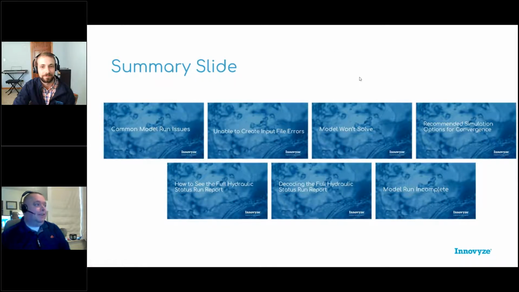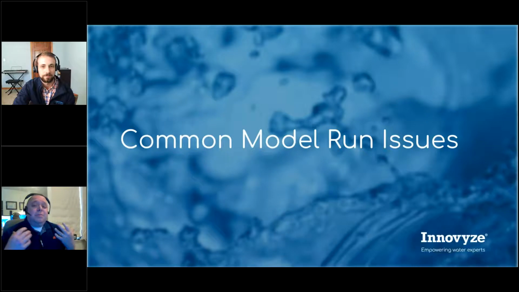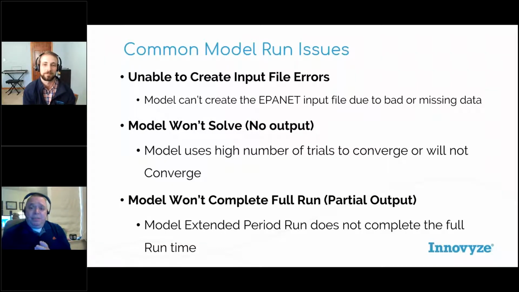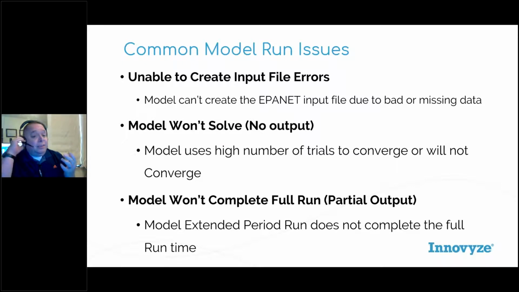Okay, awesome. So let's start out with talking about some common model run issues that people run into and how to solve them. Generally, you can break these down into 3 primary categories. First is, hey, I'm unable to create the input file. So I go to run and it gives me some errors saying, hey, I don't like something, and so it's not working. That is a very common thing that can happen. Generally, that means there's something in the setup that caused the model to be unable to create that EPNet input file used by InfoWater or InfoWater Pro, mostly due to either bad or missing data.